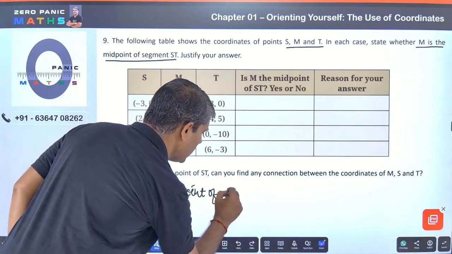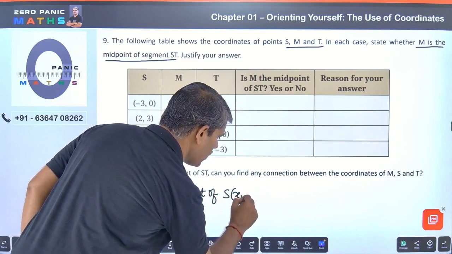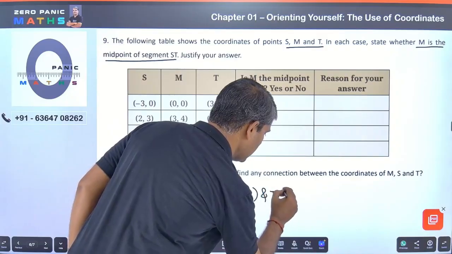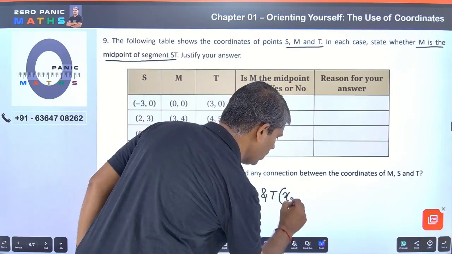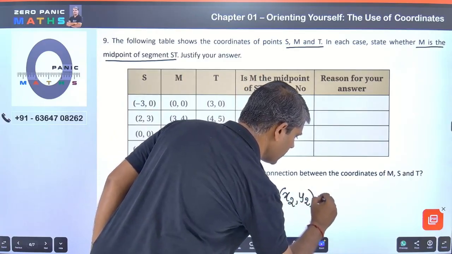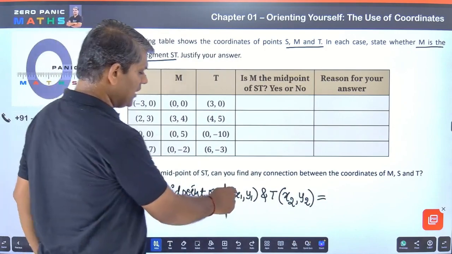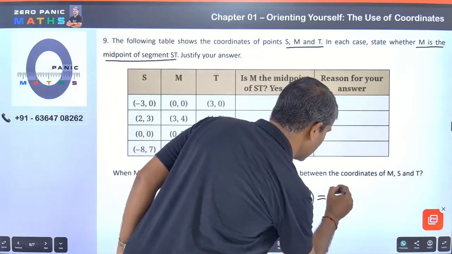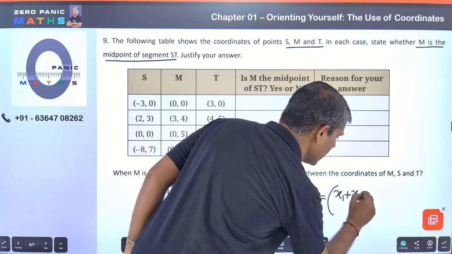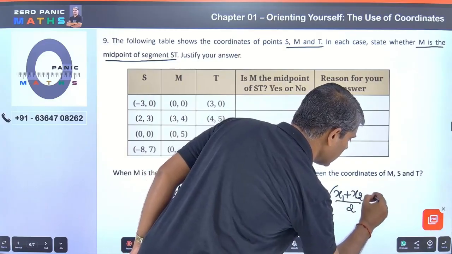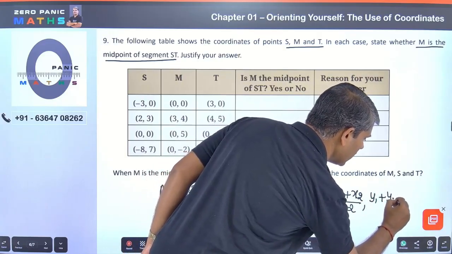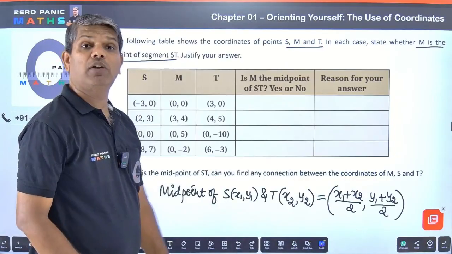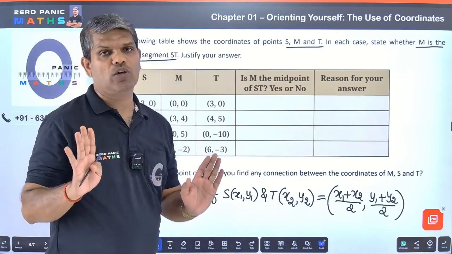Midpoint of S with x1 y1 and T with x2 y2. You need to remember this formula. What is the midpoint of that? It is the average of the x coordinates and the average of the y coordinates. It is always the x coordinate sum divided by 2 and the y coordinate sum divided by 2. We need to make use of this formula only to find the midpoint between any two given coordinates. Understood this?